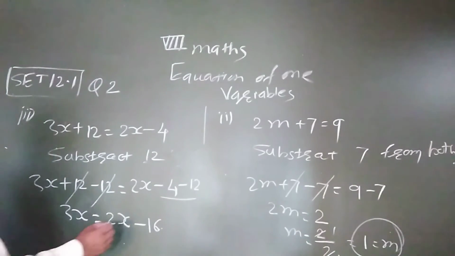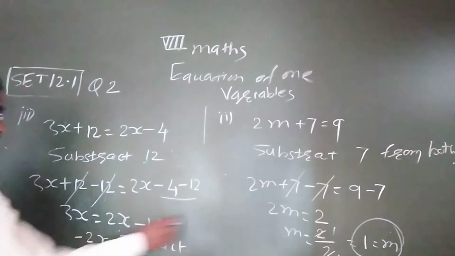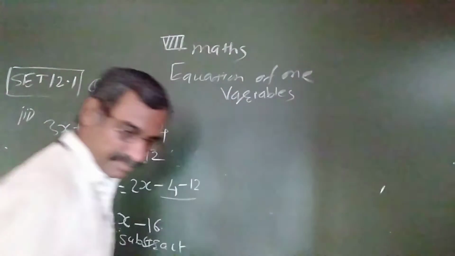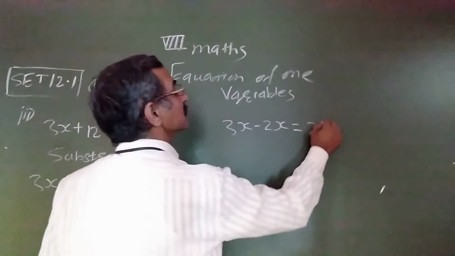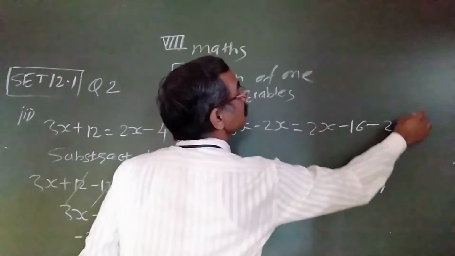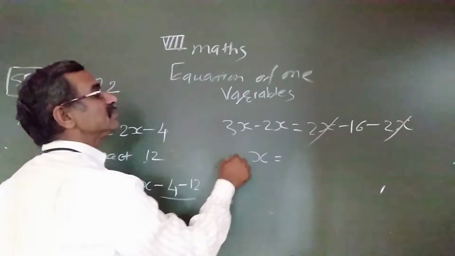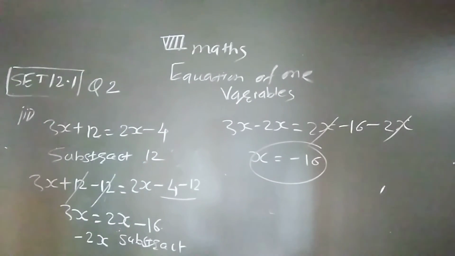Then this x and this x. To find out the value, we are subtracting the 2x from both sides. Therefore, here we will get 3x minus 2x and 2x minus 16 minus 2x. So 2x gets eliminated. From 3x minus 2x, only the 1x remains. 1 is not written. So we will get the value of x is equal to minus 16. That is the solution of that.